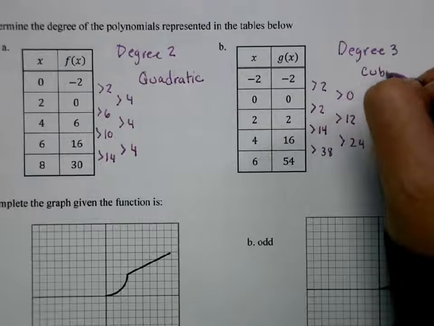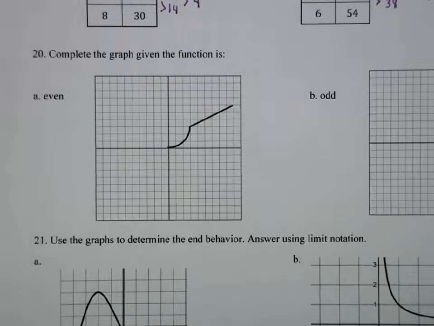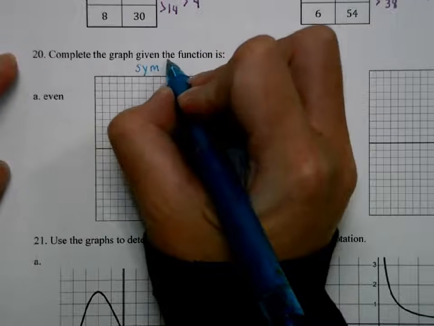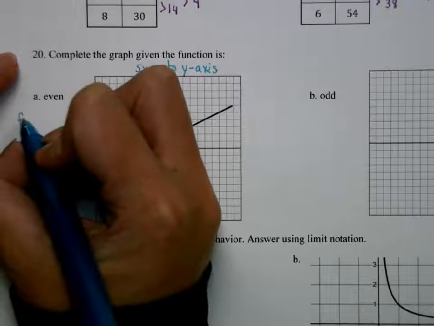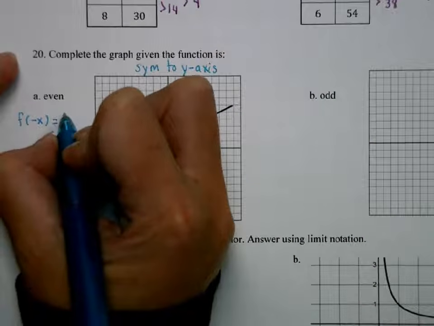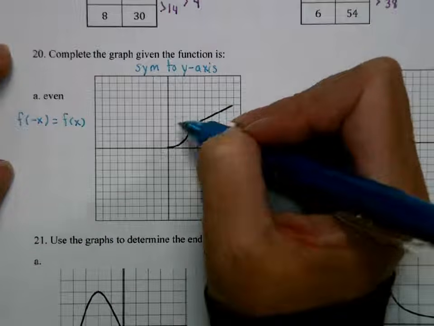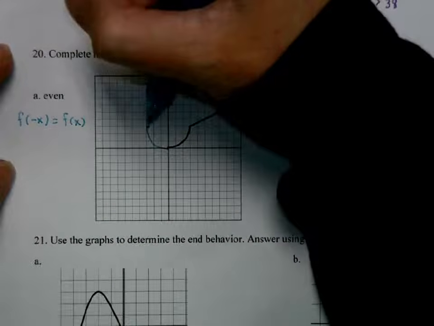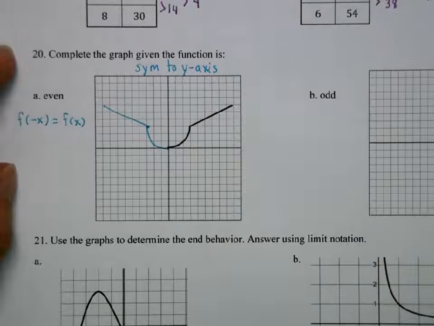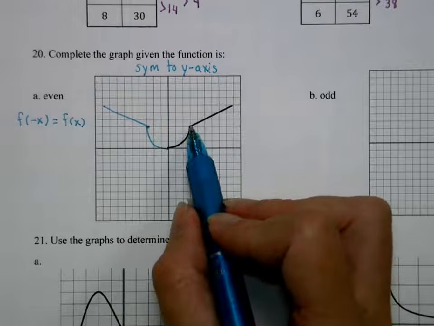Okay, even and odd. An even function is symmetric to the y-axis. Okay, the definition is f of negative x equals f of x. So I'm going to reflect this whole thing over that y-axis. So you can pick points and pull them over. What this statement says is like f of 3 equals f of negative 3. So every counterpart has the same value.